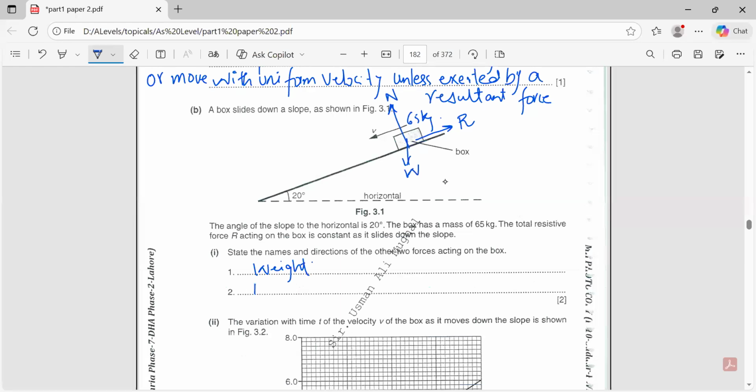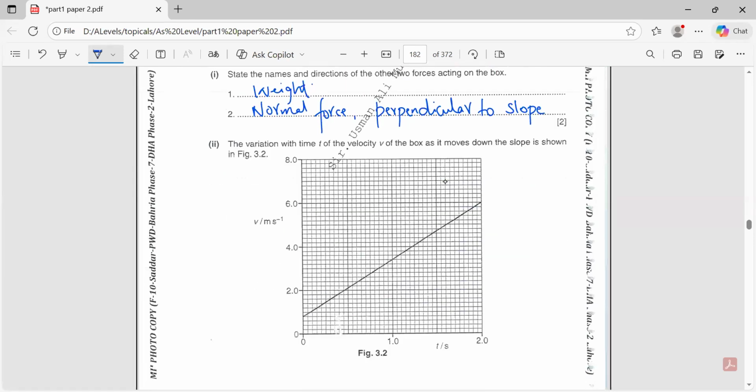Okay, you are going to say normal force, which is perpendicular to the plane, which is perpendicular to the slope, yeah, to the surface of the slope. Any of the names you can give for this question.